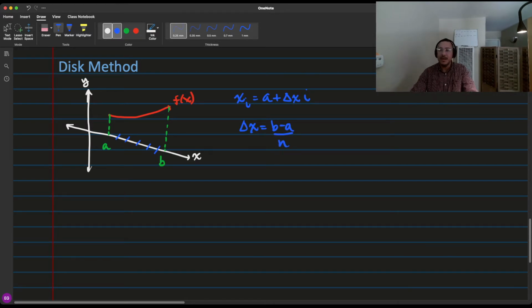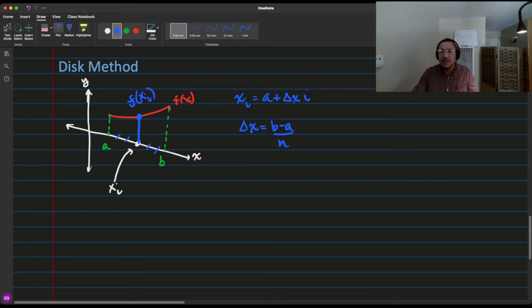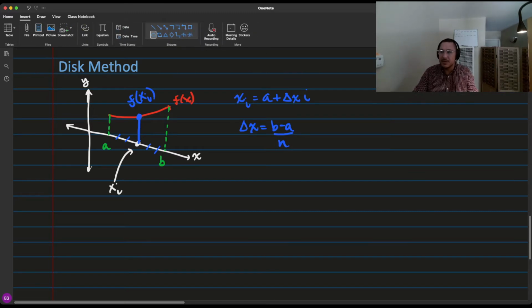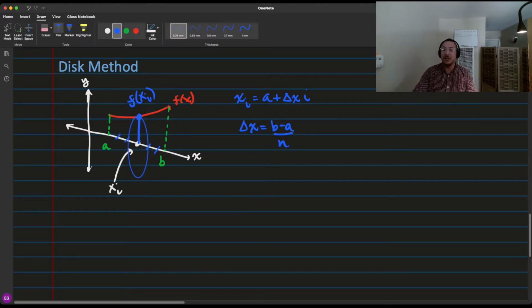Okay? Now let's choose one of those particular points to draw as an example. So here, right here, we have our xi. And if you evaluate that, you get some height f of xi. Agreed? Now, the cross-section is formed by literally revolving that around the x-axis, yes? So if you literally revolve that around the x-axis, you get some shape. Sometimes the computer just doesn't want to let me put in the circles. You get this circle like so, right? Now that circle has some cross-sectional area.